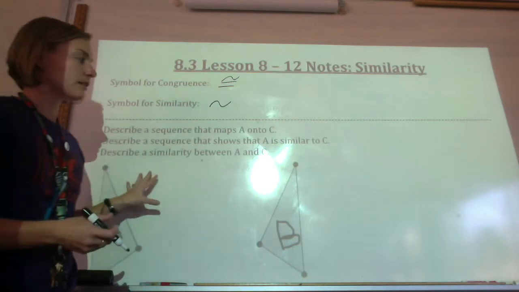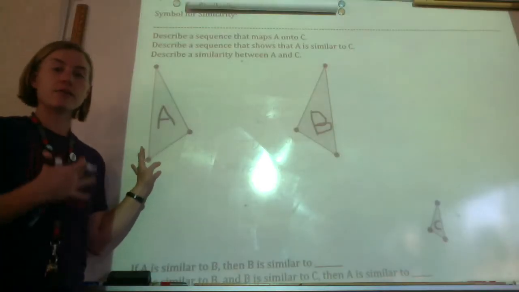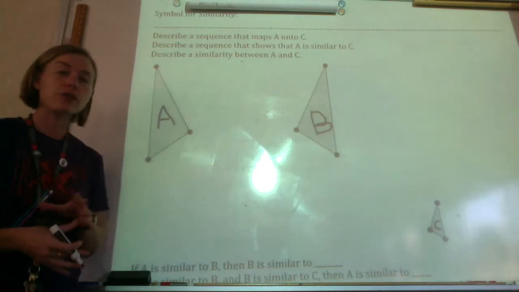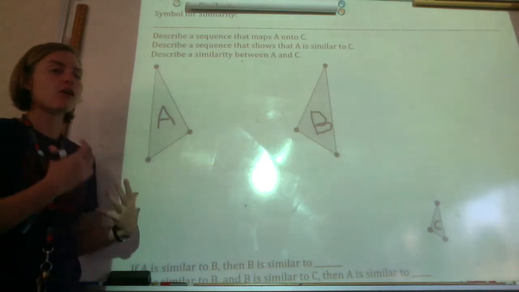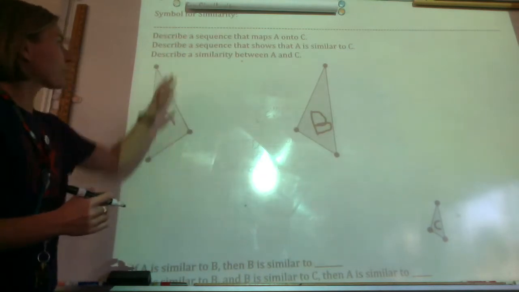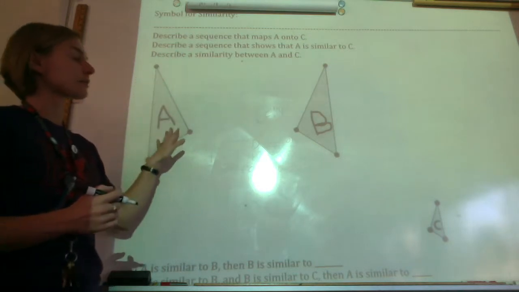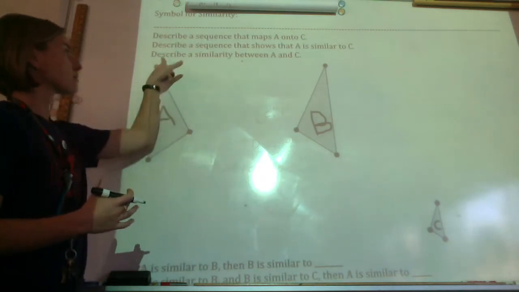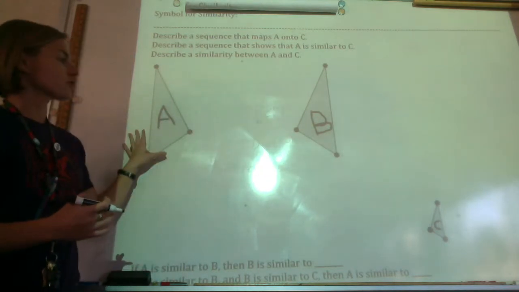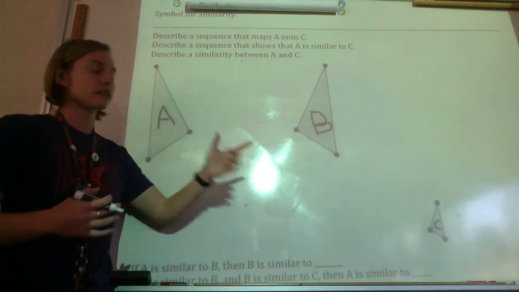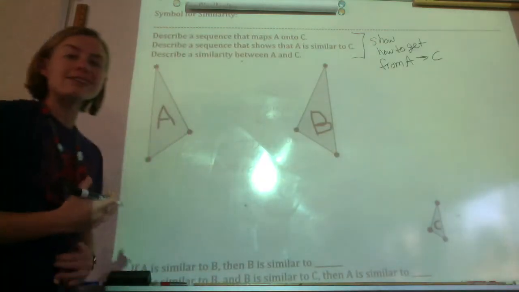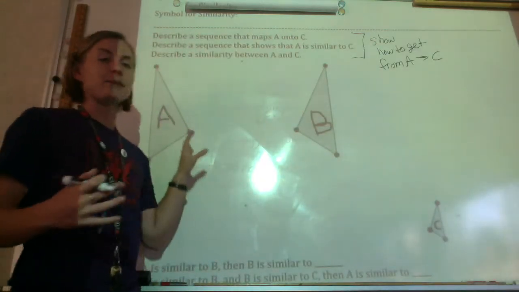So now let's look at these shapes that I have below. Here we have 3 triangles, and I have the directions said 3 different ways because I want to show you all the different ways you might see this being said, but it all means the same thing. Describe a sequence that maps A onto C, or describe a sequence that shows that A is similar to C, or describe a similarity between A and C. All this means is show how we can get from A to C. So let's write that down. Just show us how we can move A to become C.